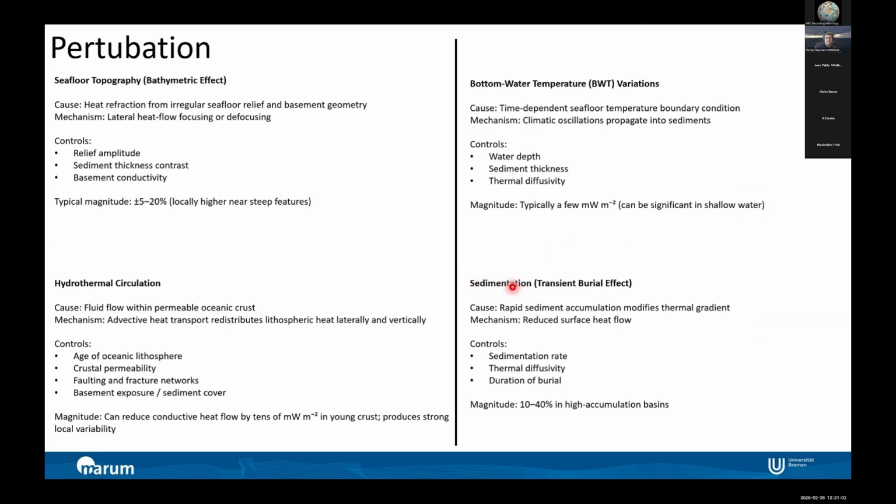And the biggest, in my experience, is the sedimentation. Because you have high sediment accumulation on the seafloor, the background thermal regime needs to get equilibrated with the sediments, and this takes some time. It depends on how fast sediments are accumulated, the thermal diffusivity, and how long this sedimentation process has been going on. And this can be in a magnitude between 10 up to 50-60%, depending on if you're in a discharge place of a big river.